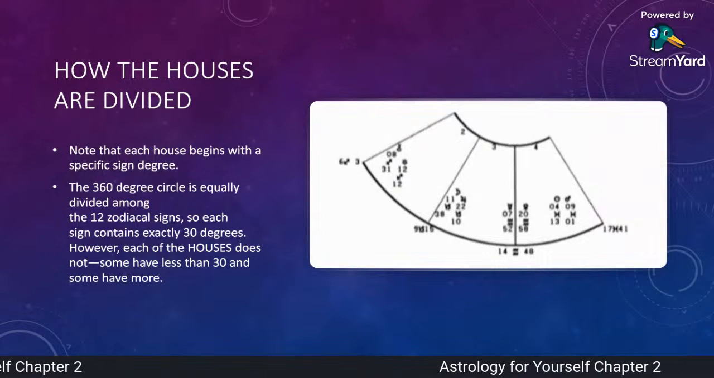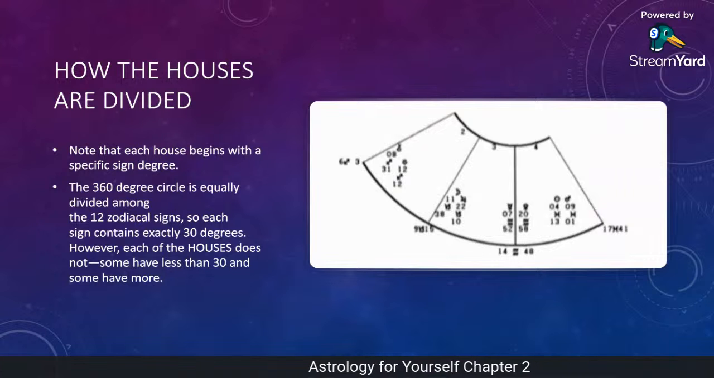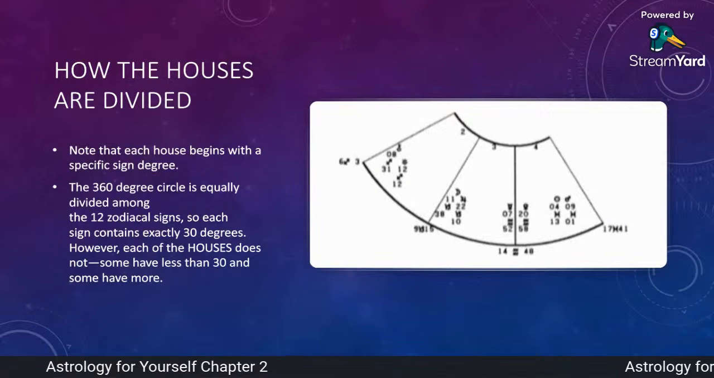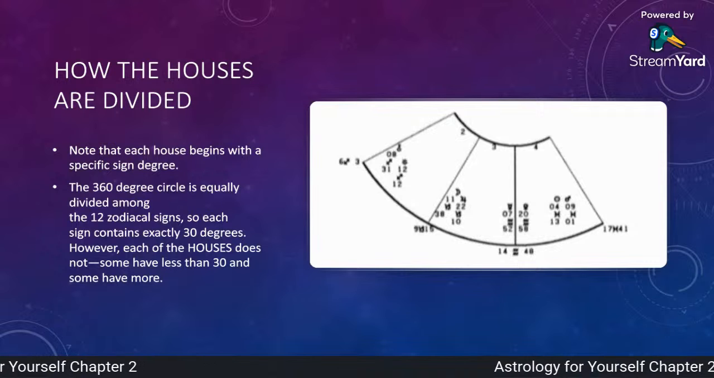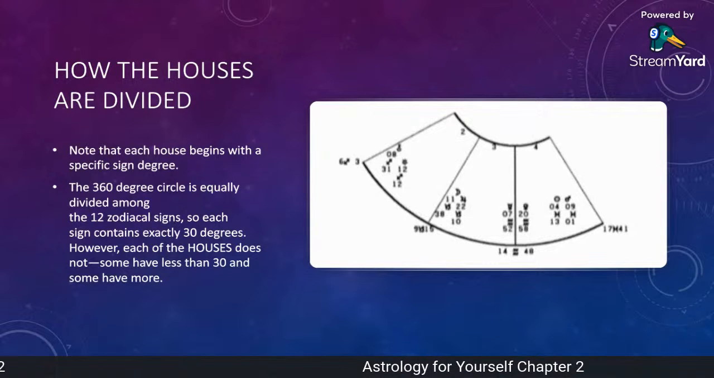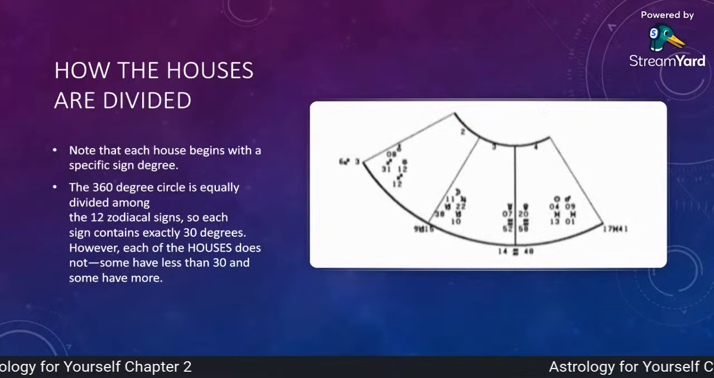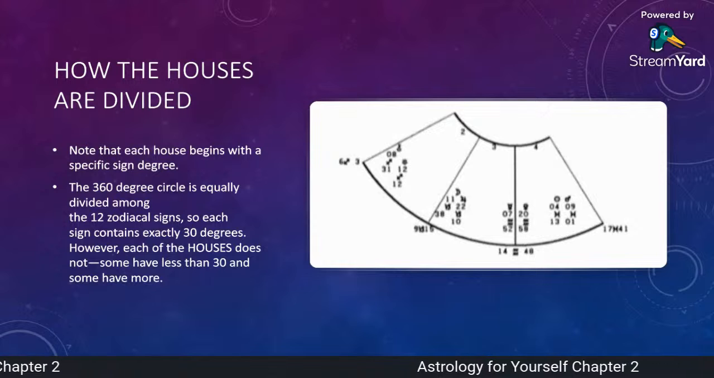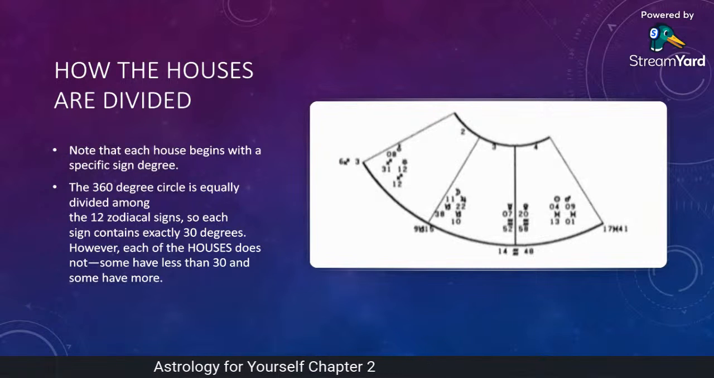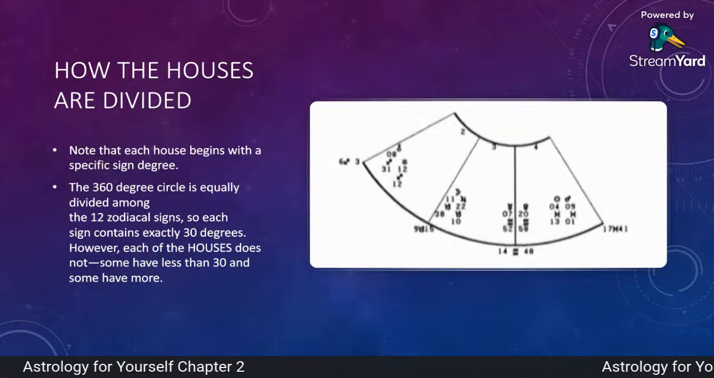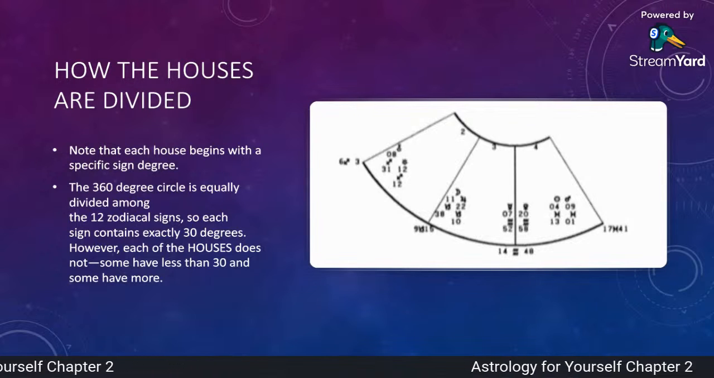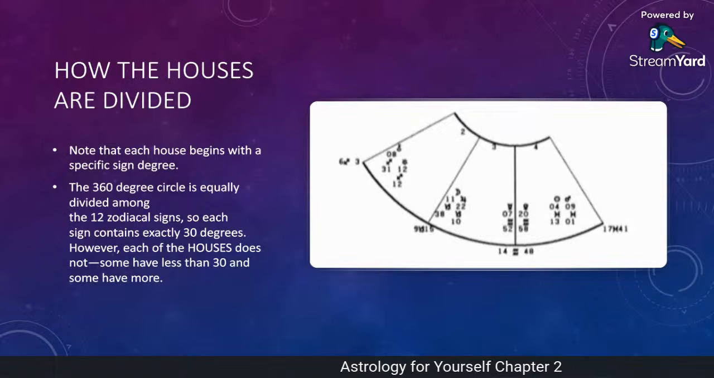How the houses are divided. Now let's see how the houses are divided. Note that each house begins with a specific sign degree. For example, turn to Figure 1 and look at the beginning of the second house, also known as the cusp of the house. You should find 6 degrees and 3 minutes of Sagittarius written there. The concept of signs on the cusp, beginnings, of a house is an issue that often confuses new students. Let us look at this in more detail.